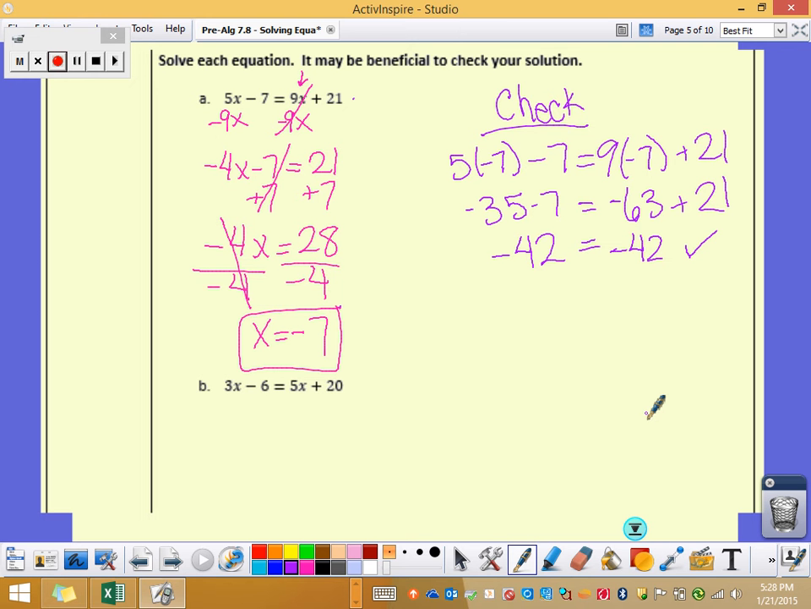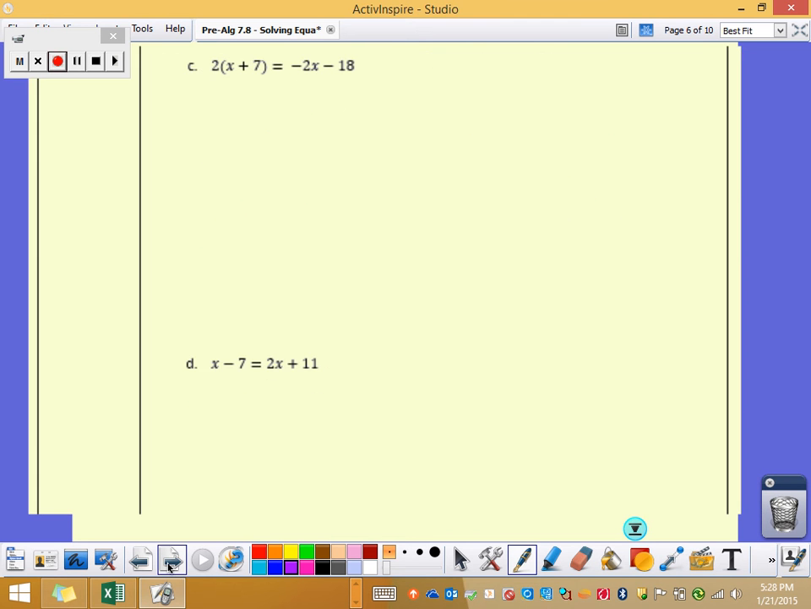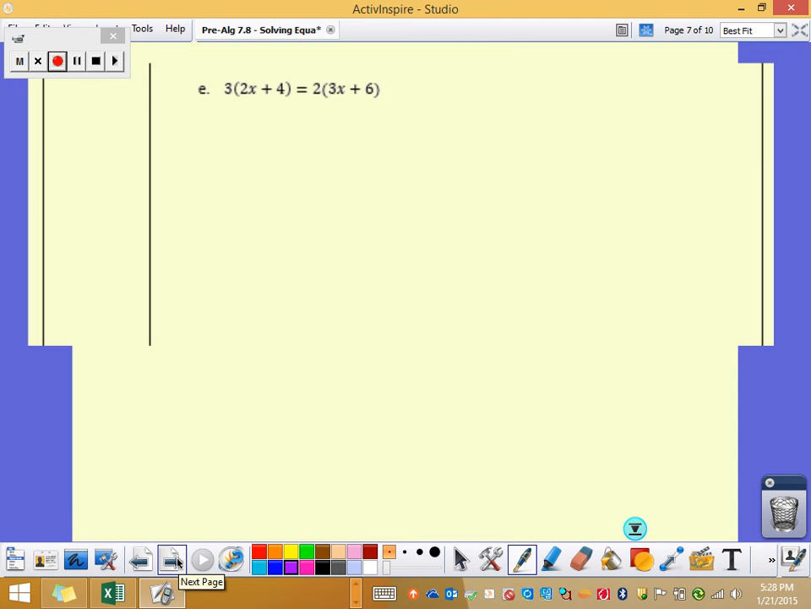For the sake of time, I'm going to skip B. And we're going to move right on ahead to, let's see, let's find a really tough one. Let's do E. Woof, there's a lot going on. For E, we have the distributive property on both sides of the equation. So we're tying in solving and using the distributive property of multiplication.